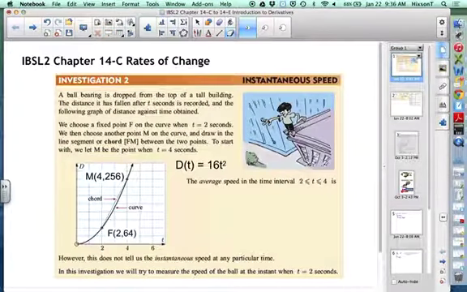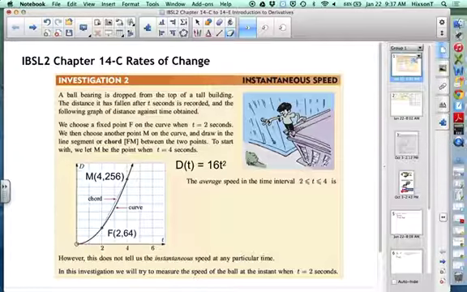Now, your book has this investigation, and I actually modified it from what's in the book because I didn't like what they had. I wanted to be a little more specific. So what we're going to look at is a rate of change as we have this free falling object. If you look at the investigation, it says a ball bearing is dropped from the top of a tall building. The distance it's fallen after t seconds is recorded, and the following graph of distance against time is obtained. Alright, so here we have it.